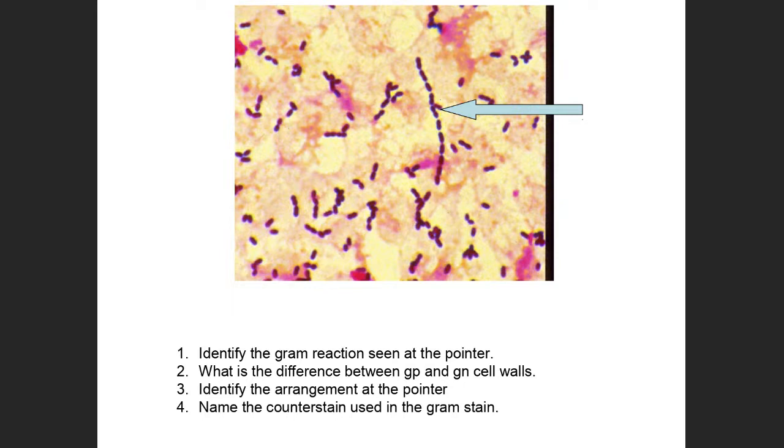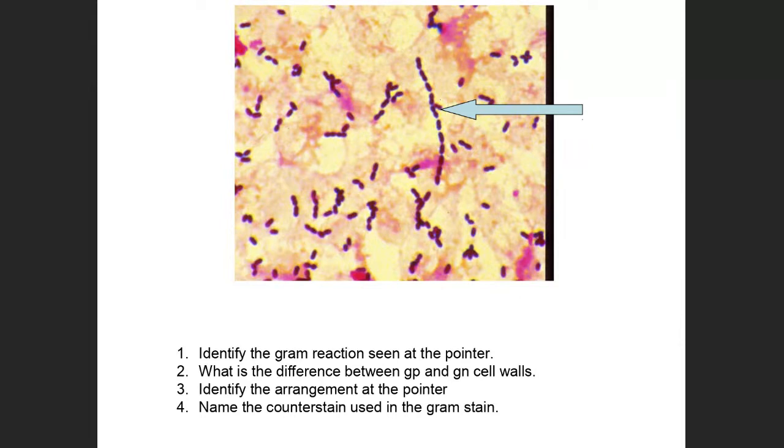What's the difference between gram positive and gram negative cell walls? There are lots of ways to answer this. You could say gram positives have a thick peptidoglycan. That's correct. You could say gram negatives have an LPS layer. That's correct.